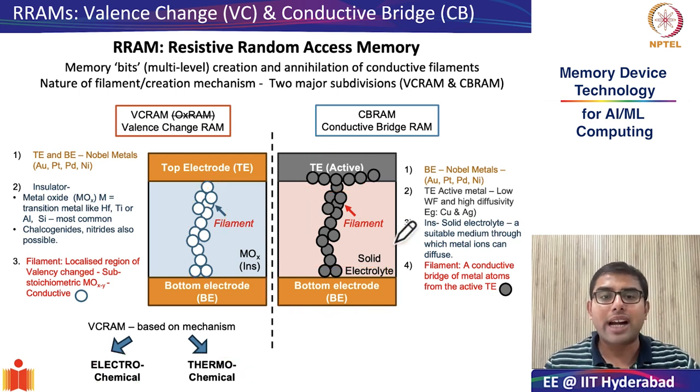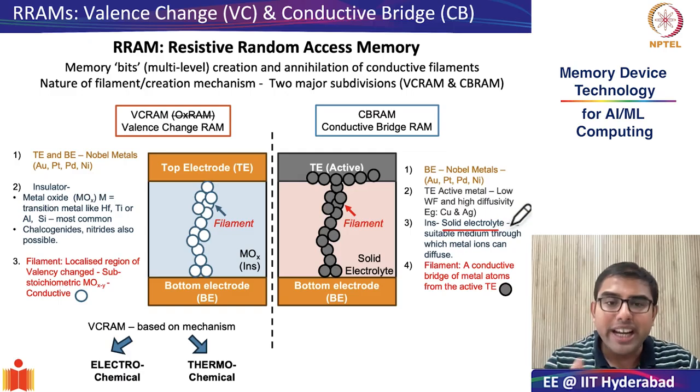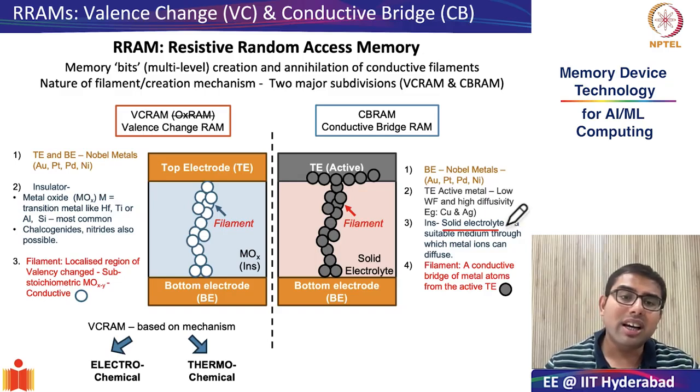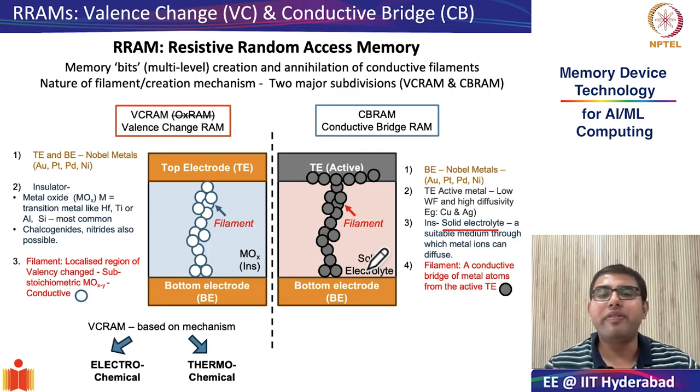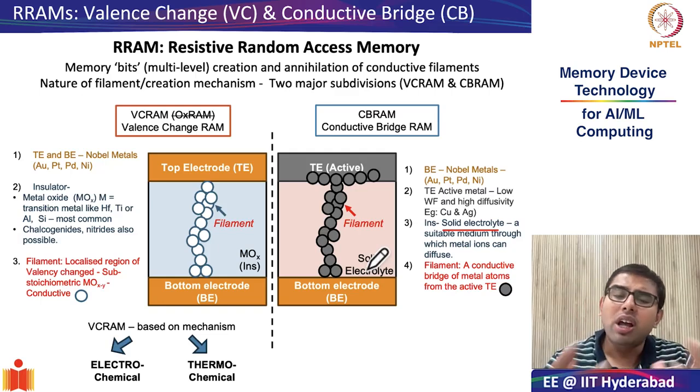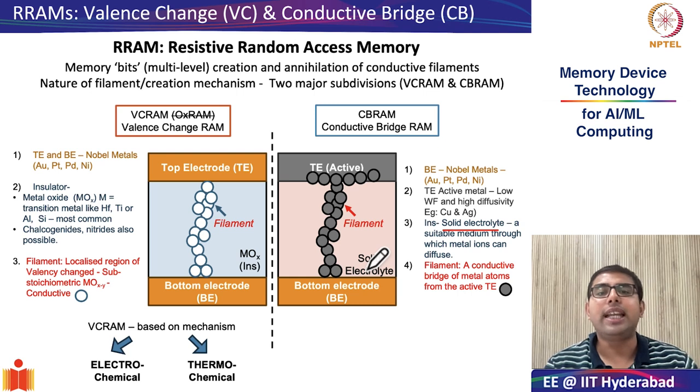Next we will look at the nature of the insulating material. Here the insulating material is something called a solid electrolyte. What is the meaning of electrolyte? This terminology is coming from batteries. A medium where there can be easy diffusion of ions is known as an electrolyte. Here it is a solid electrolyte. Most of the time it is also a very simple metal oxide or any insulating material.